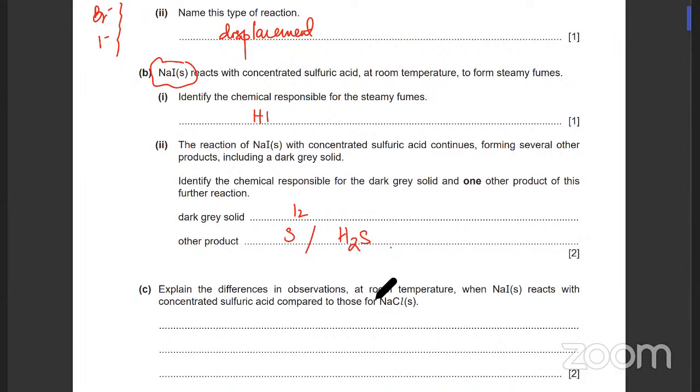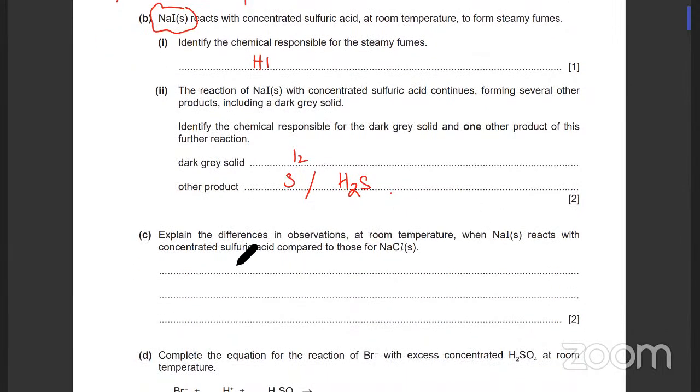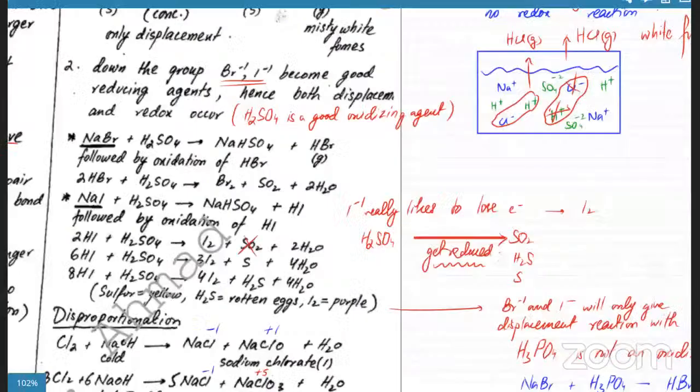Explain the difference in observations at room temperature when NaI reacts with sulfuric acid compared to NaCl. The other product could be sulfur dioxide as well. In this case, usually what happens in the mark scheme is I've actually cut out sulfur dioxide as well over here.